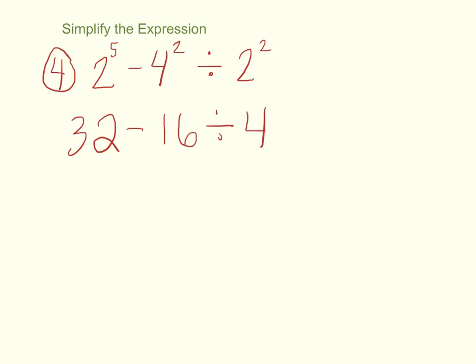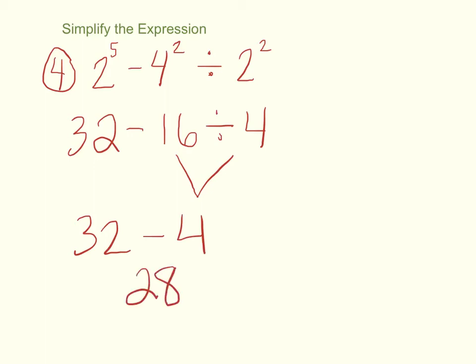Okay, now the two operations that we have left are subtraction and division. We know that division goes first, so we're going to take 16 divided by 4. So we have 32 minus, well 16 divided by 4 is 4. And then the last thing to do is 32 minus 4, which is 28.